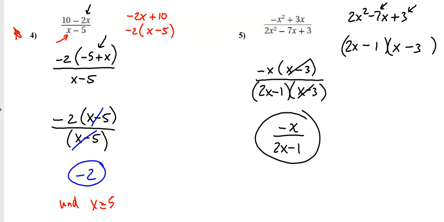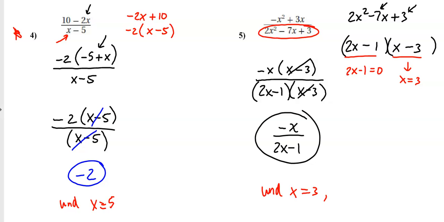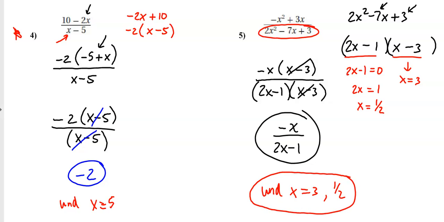But again, don't just look at this bottom to find out what's undefined. When you want to do undefined, you got to go back to the very beginning. So when are these two undefined? Well, we're undefined here when x equals 3. And we are undefined here, set it equal to 0. And that'll be 2x equals 1. So it looks like also at x equals 1/2. These are the two x values where the function is going to be undefined.